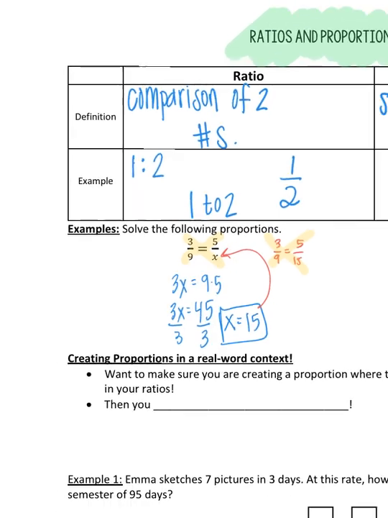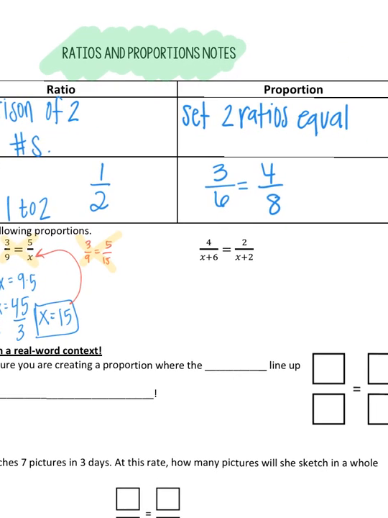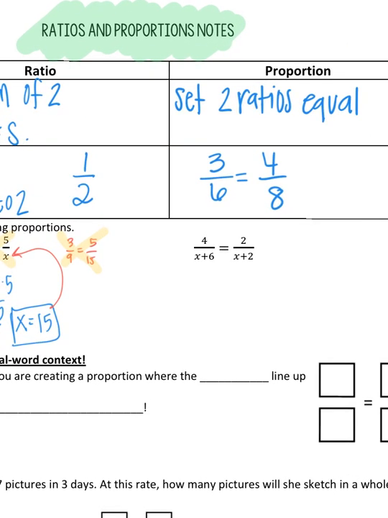If you look to the problem to the right, you'll notice that we have variables in both denominators, and we've got full expressions in the denominators. It's going to work in the same pattern. Just make sure that you're using the distributive property. So this 4 is multiplying with all of the x plus 2. We're going to set that equal to 2 times all of x plus 6. Notice that I'm putting those in parentheses.